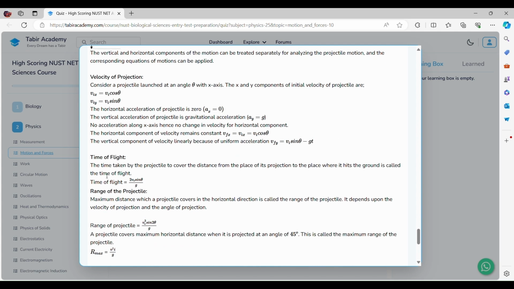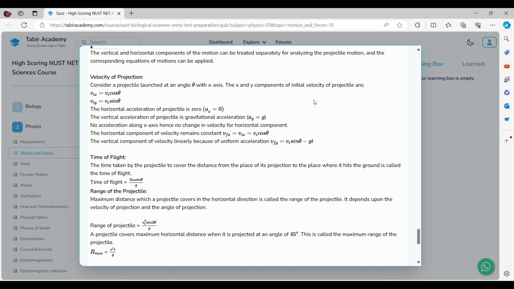Time of flight. The time of flight is the time the projectile takes to cover the distance from its place of projection to the place where it hits the ground. It's called the time of flight.